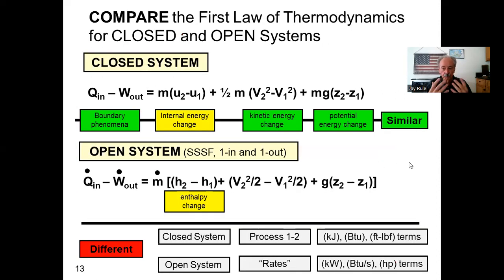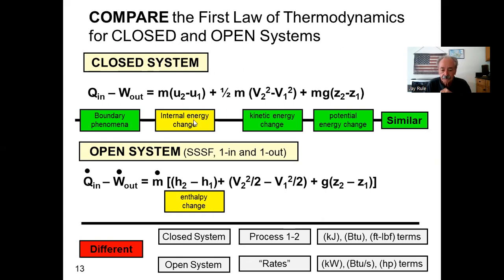Let's compare. Now we've got a slide where we're comparing a closed system first law to an open system first law. Let's just visually look at this slide without reading off the equation. Look at the left-hand side. The left-hand side is a bunch of boundary phenomena, energy transfer that occurs at the system boundary. Closed system, Q in minus W out. Left-hand side for open system, Q dot in minus W dot out. Look at that similarity.